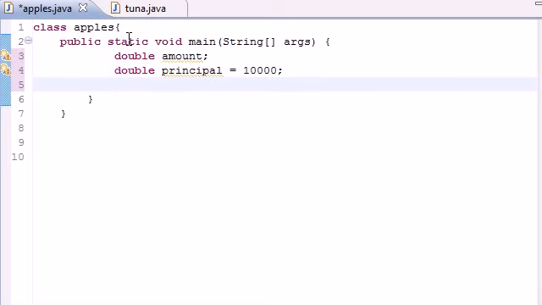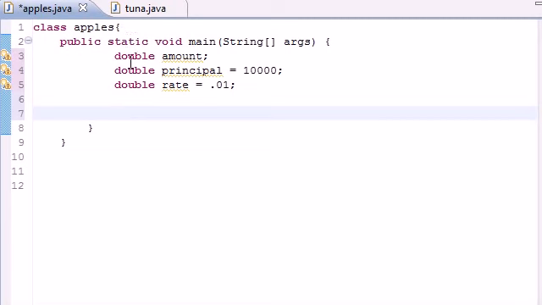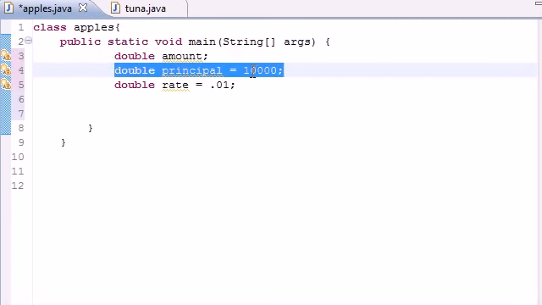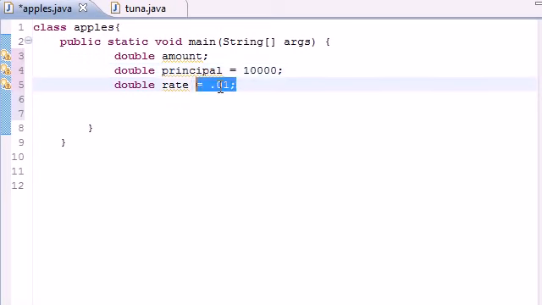10000. So we have the amount, the principal, and the last thing we need is the rate. So double rate equals 0.01, since I'm gaining subscribers at 1% a day. So now that we have the amount, which we're solving for, the principal, the value that I'm starting with, and the rate, 1% a day, we can go ahead and make a for loop to build this program.